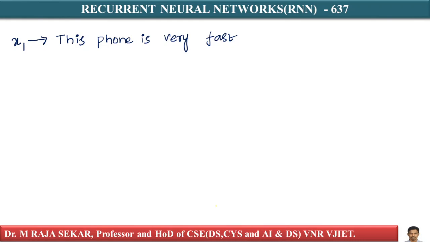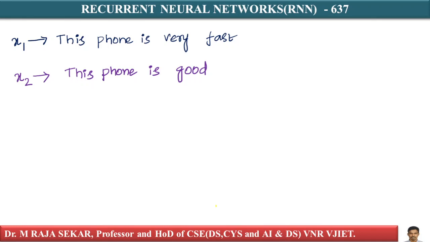This is lecture number 637. Imagine I have two reviews. Let's call my first review x1. Let me assume my x1 review is "this phone is very fast". Let me assume I have a second review. What is my second review? Let me assume my second review is "this phone is good". How many reviews do I have here? I have two reviews, review x1 and review x2.